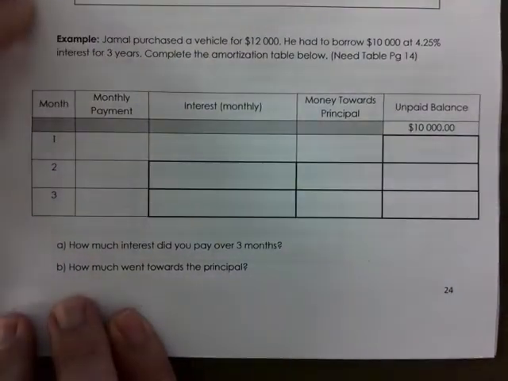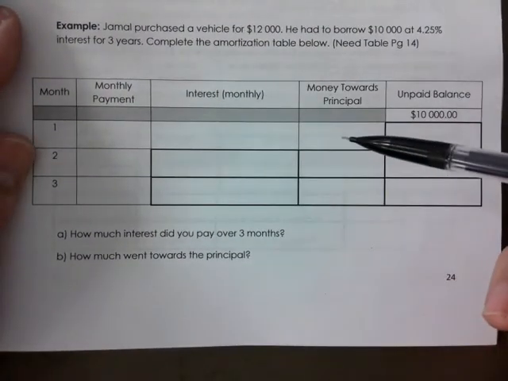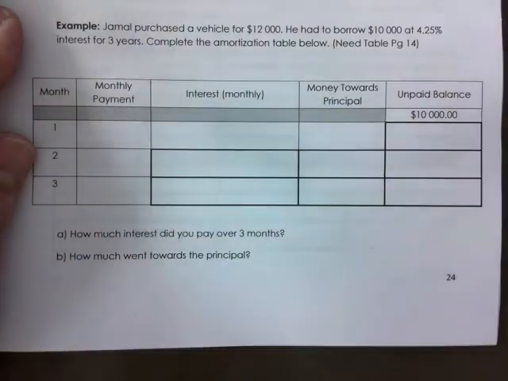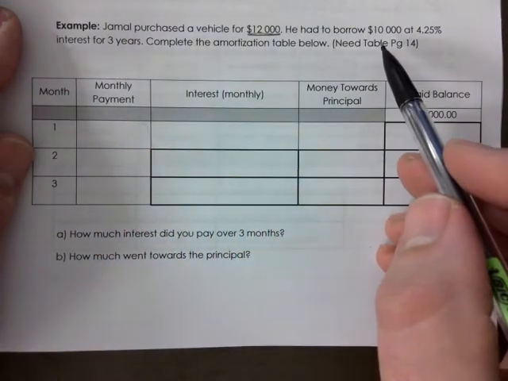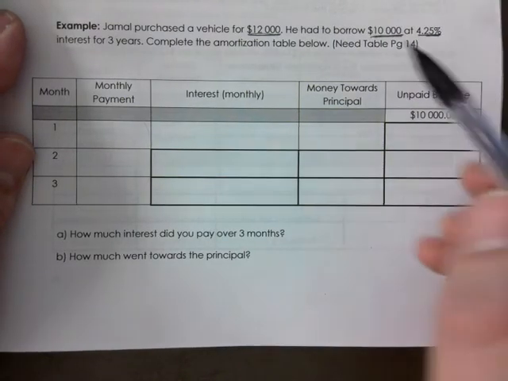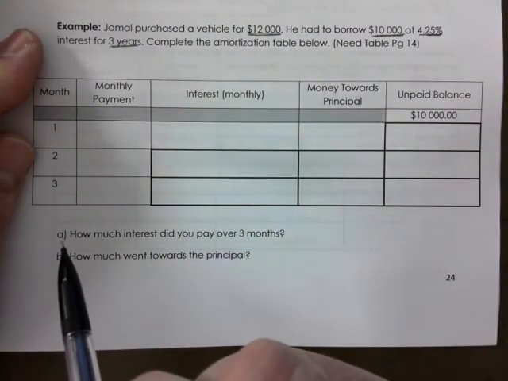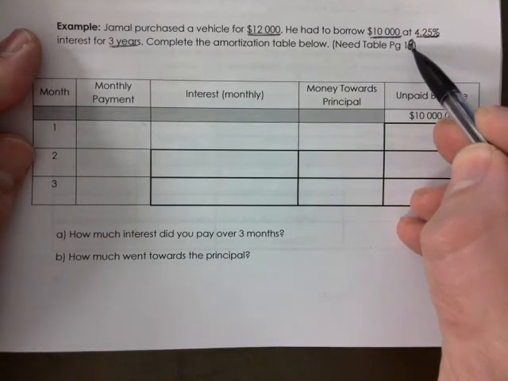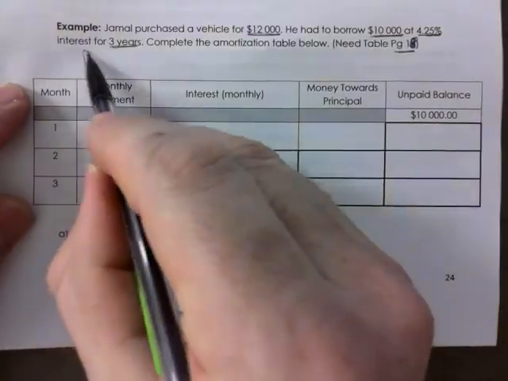So go to this table here. And we're going to fill in one of these. And so the first thing we need to figure out is our monthly payment. So just follow me here. Page 24. Jamal purchased a vehicle for $12,000. He had to borrow $10,000, right? The whole thing at 4.25% for 3 years. Complete the amortization table below. Actually, this is page 18 that the table is at because I've added a lot of stuff since I forgot to change that. So let's figure the payment out real quick.